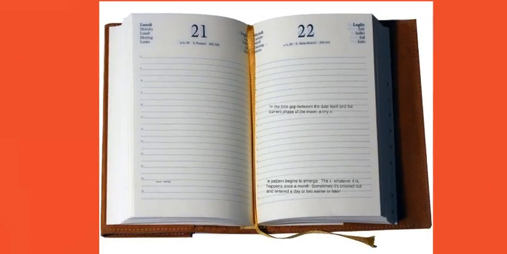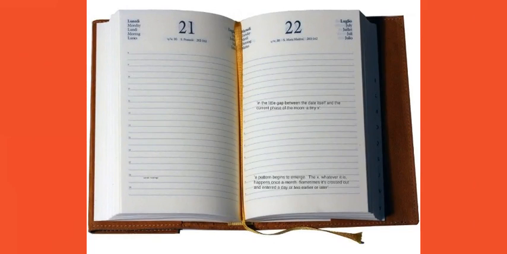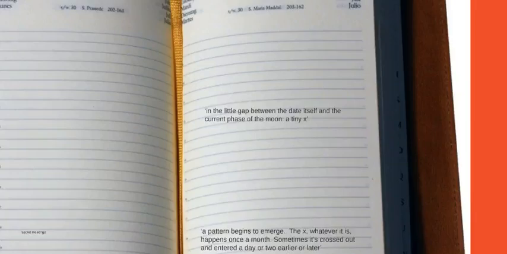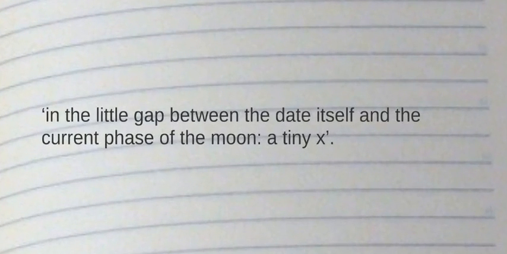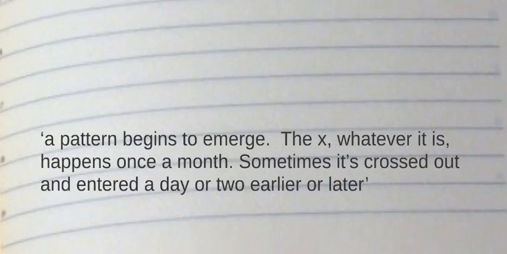There are numerous occasions where the young Stephen experiences something that he misunderstands, and perhaps the most comical example is found when Stephen and Keith are looking through Mrs. Hayward's diary. On page 48, the boys discover, in the little gap between the date itself and the current phase of the moon, a tiny X. And upon further inspection, the boys discover that a pattern begins to emerge.